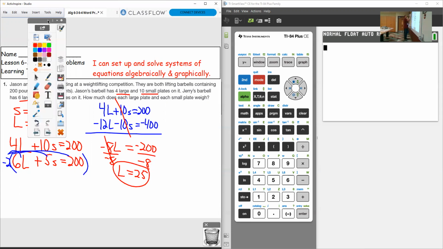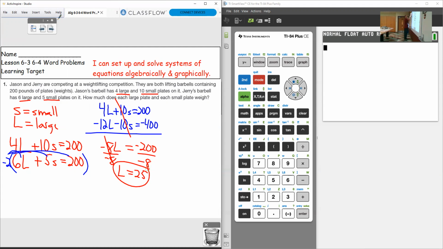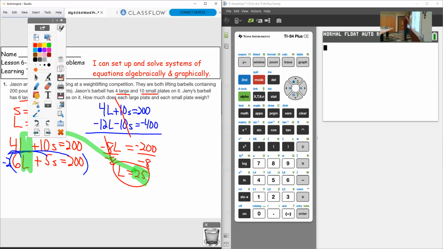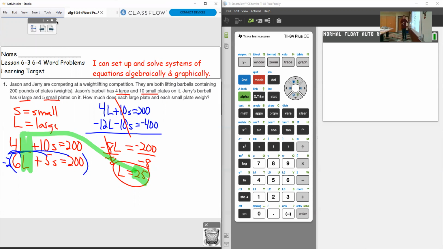Now you have your choice. You can take your L equals 25 and sub it into here or here, wherever the L is. Whichever equation looks easier to you, that's the one that you should sub it into. So I think the top equation is a little bit easier. So instead of 4 times L, I'm going to have 4 times 25 plus 10S equals 200. And now I'm just going to solve that. I need to multiply these together to be 100.